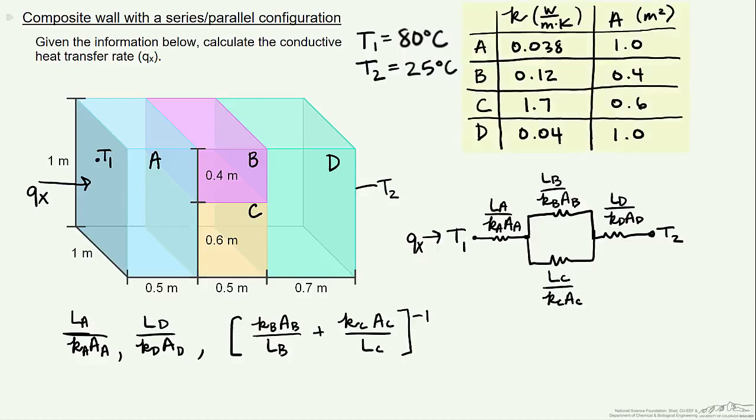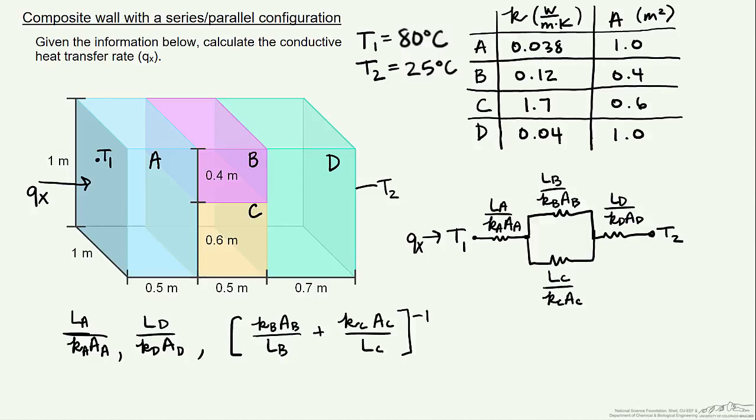So let's use the following values to calculate our heat transfer rate. Notice that the areas change for both B and C because if you look up here, the height is different for each one of them. The sum obviously is going to be 1 meter, but one of them has a height of 0.4 meters while the other has a height of 0.6 meters.